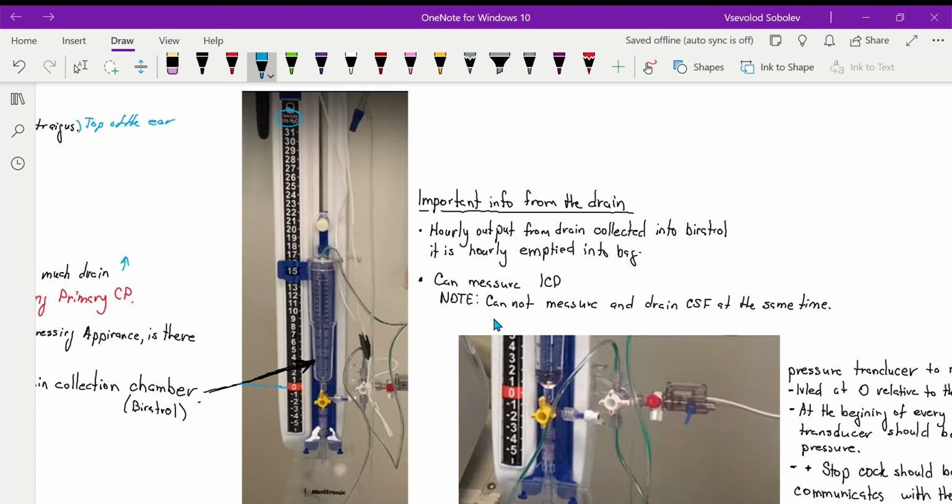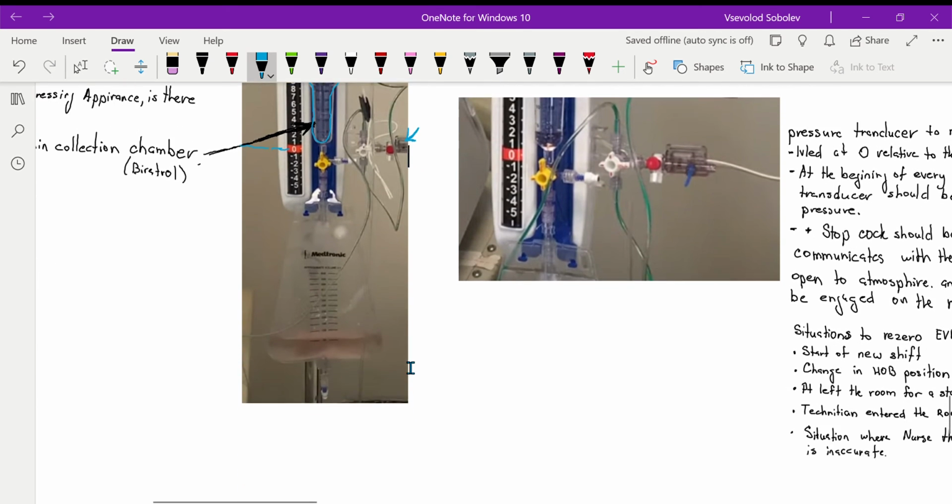So, important info from the drain. You can get hourly output from the drain collected into the Buretrol. The Buretrol is this collecting chamber, and you have to empty it hourly. It can measure intracranial pressure. You also have this little device, a sensor, that you can use to monitor intracranial pressure. It can either drain or measure the pressure at one time, or you can do both at the same time.